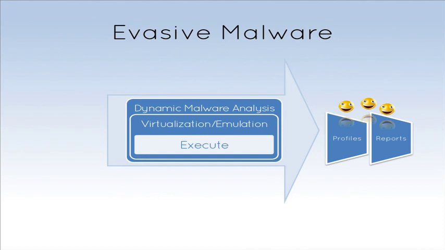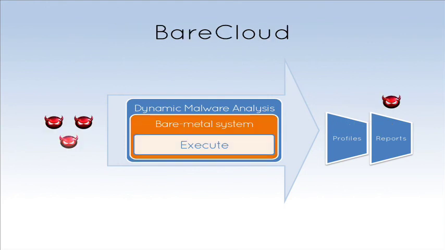In this work, we present BareCloud, an automated evasive malware detection system based on bare metal dynamic analysis. That is, samples are executed in a real hardware with no emulation, no virtualization, and no in-guest monitoring component. This makes our system more transparent and robust against sophisticated evasion techniques such as timing attack.